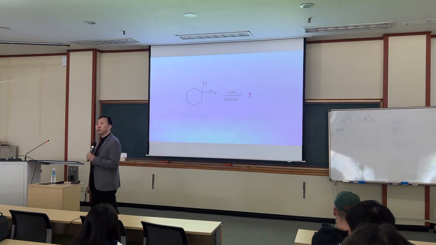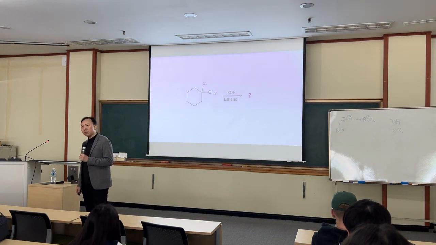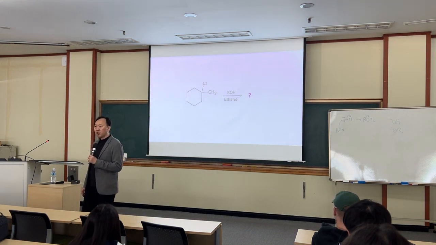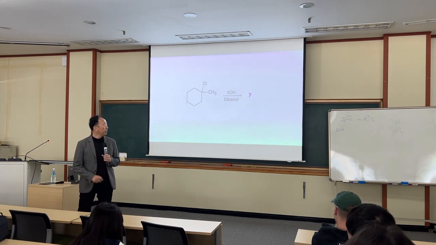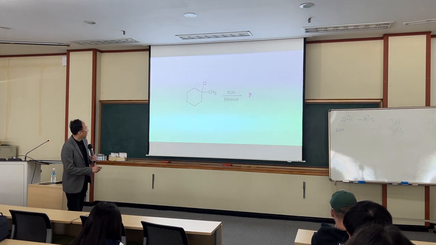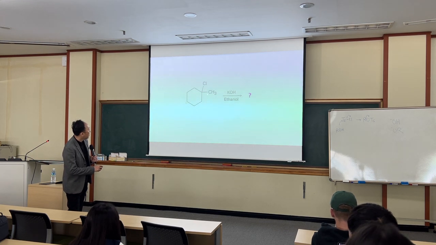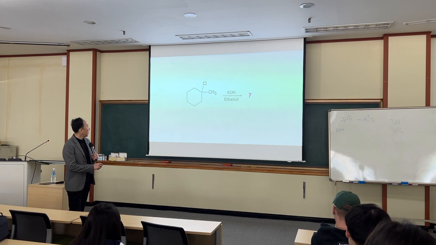SN2 possible? SN2 is not possible because it's a tertiary position. Tertiary means steric hindrance. So even though OH minus wants to attack, it cannot attack this position, too crowded. Then the only option is to attack either here and push down and leave out, so a double bond here or a double bond here.